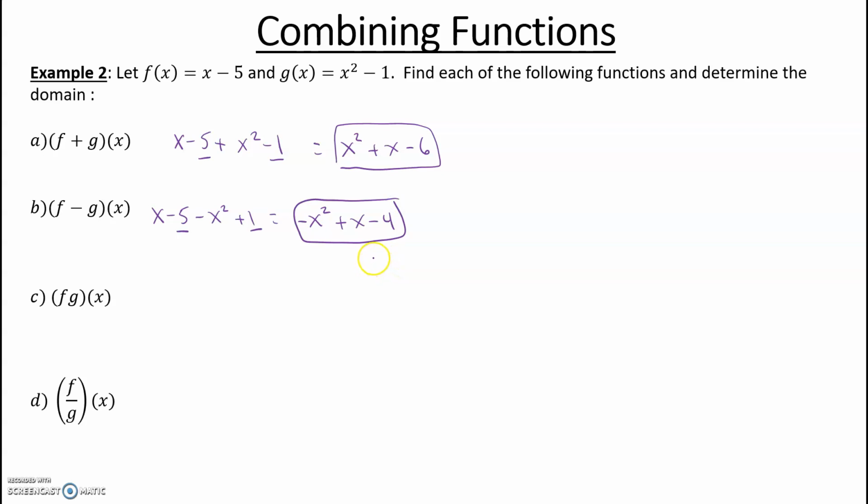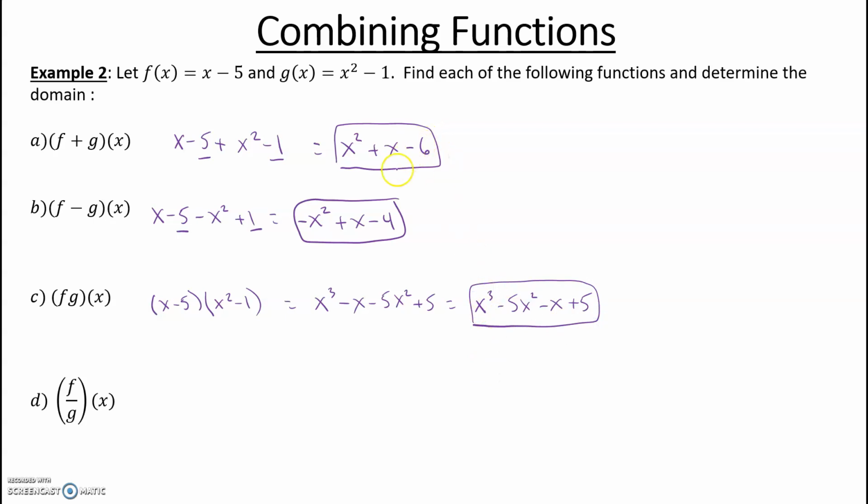Oh, I totally forgot domain. We'll go back and do domain at the end. We'll finish this up. You can multiply them. So f of x times g of x, and this is just a little FOIL. X times x squared is x cubed. X times negative 1 is negative 1x. Negative 5 times x squared is negative 5x squared. And negative 5 times negative 1 is positive 5. And then we're going to combine like terms, put them all in order, standard form. So we have x cubed minus 5x squared minus x, and a plus 5 on the end.